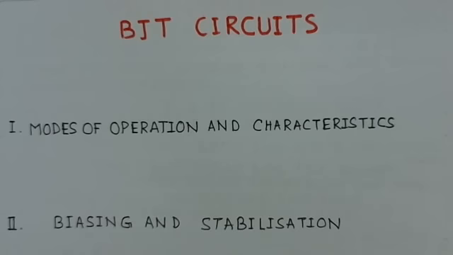The topic of BJT circuits is one of the most important topics of analog circuits. It's quite a vast and diverse topic. It involves many areas to cover, such as BJT characteristics, biasing, equivalent circuit, analysis, design, etc.